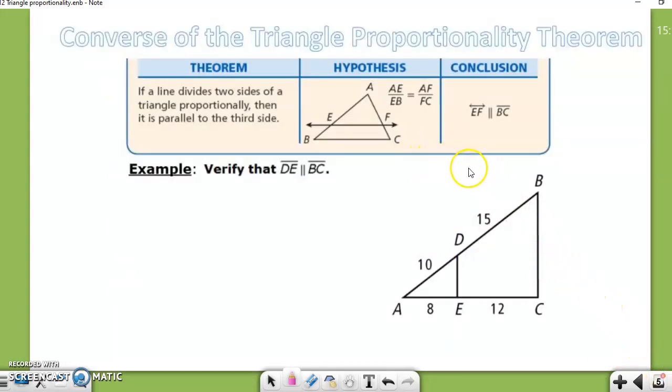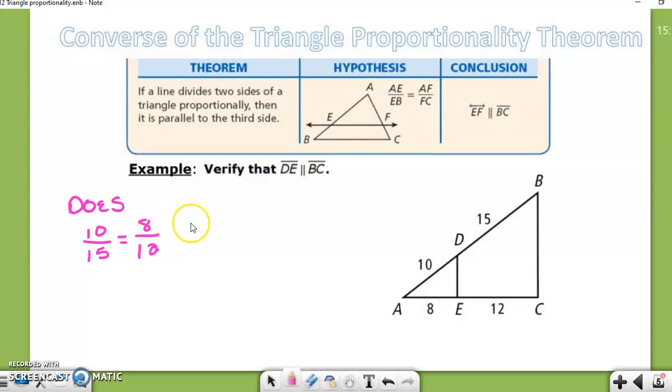Okay, so now the converse of that says, if you compare the proportional cuts, if they are indeed proportional, then that little line cutting it would be parallel. So we're going to try to verify that. We're going to set up and say, does the proportion of 10 over 15 hold true with 8 over 12?